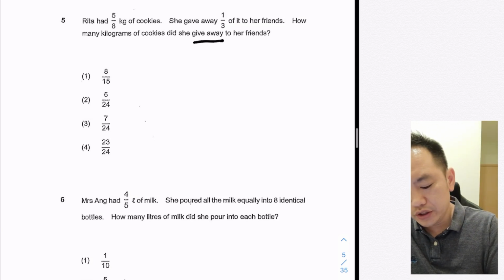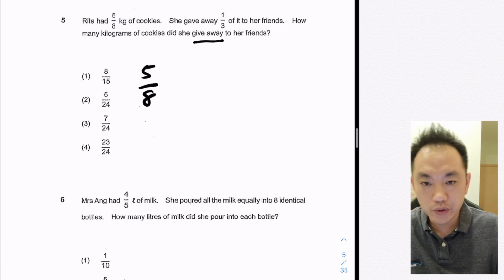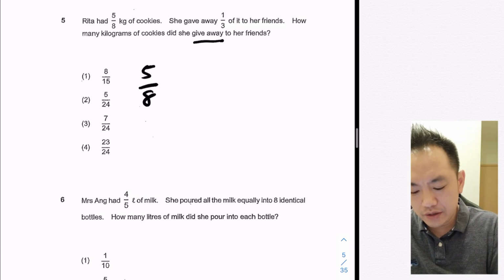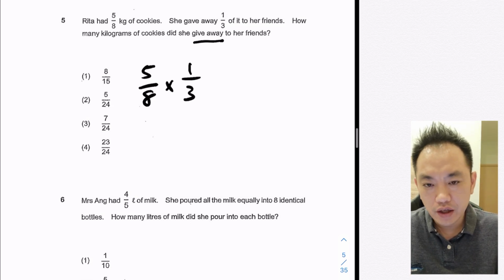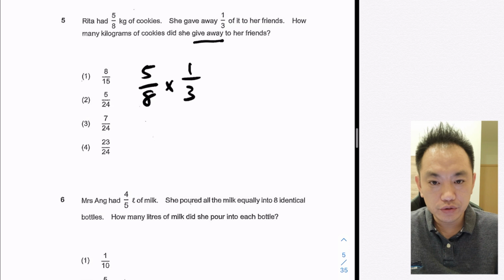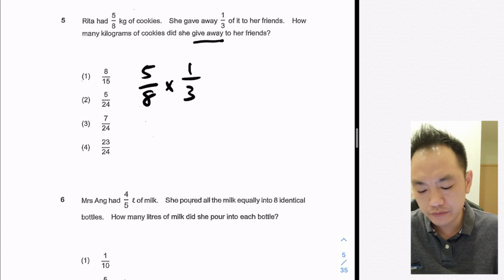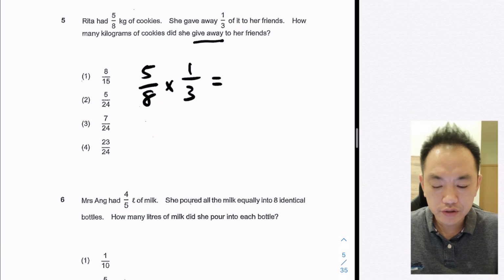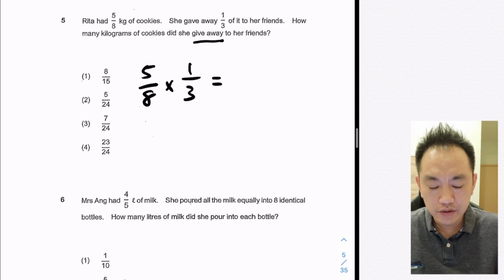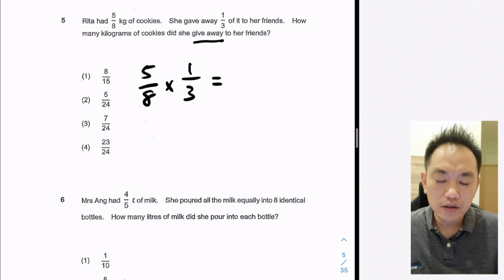Okay, so you take the total amount of cookies, which was 5 out of 8 kilo. Then you multiply by the portion that she gave away, which was 1/3. This will be the amount in kilos of cookies that she gave away. If you want to look for the remainder, then there will be a different calculation, which we'll explain in a different video. So in this case, this is a question about multiplication of fractions.